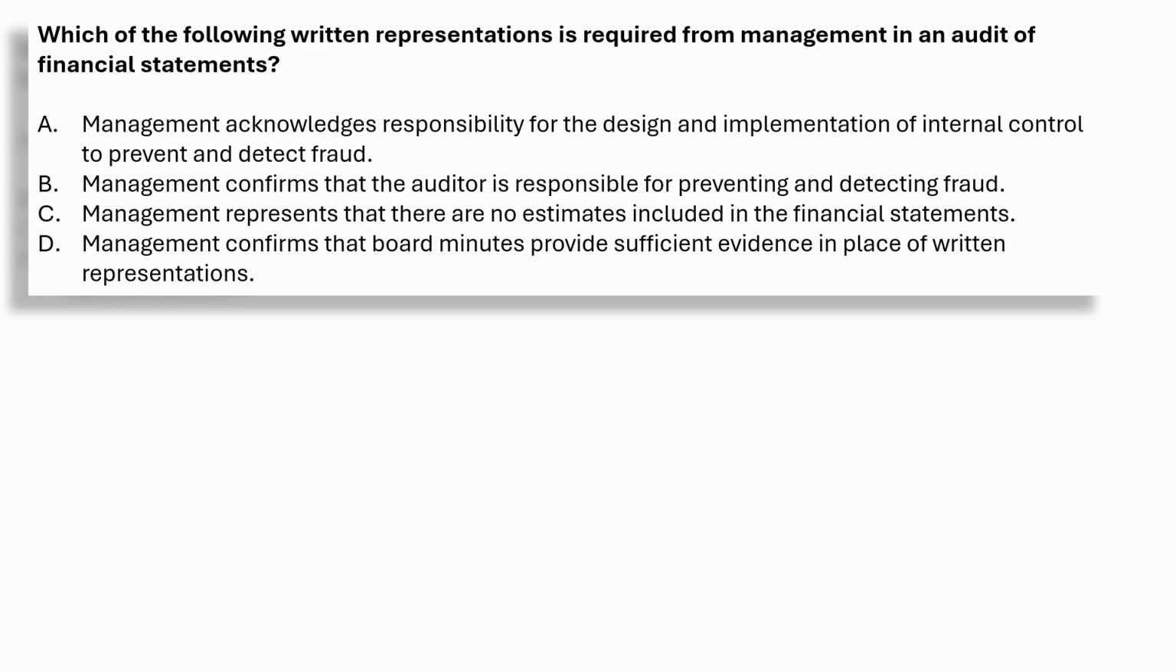All right, next question. Which of the following written representations is required from management in an audit of financial statements? Let's analyze each option. Option A. Management acknowledges responsibility for the design and implementation of internal control to prevent and detect fraud. Yes, AUC 580, written representations, requires management to acknowledge responsibility for establishing and maintaining effective internal control relevant to the preparation of financial statements, including controls designed to prevent and detect fraud.